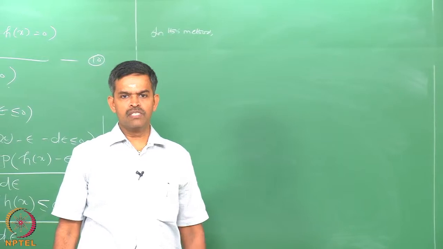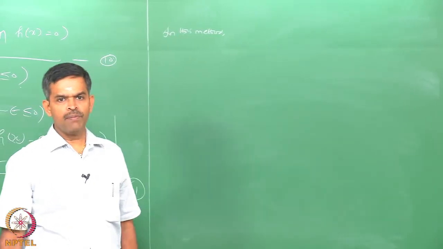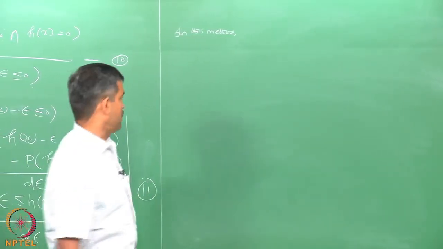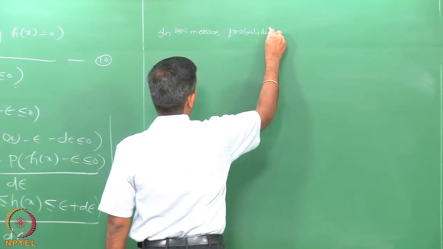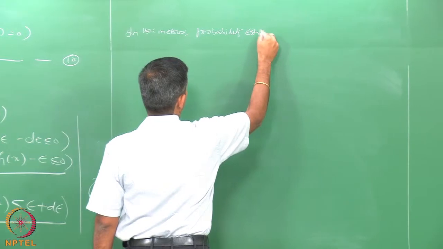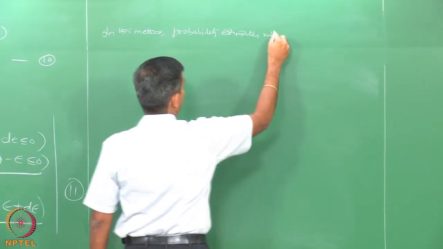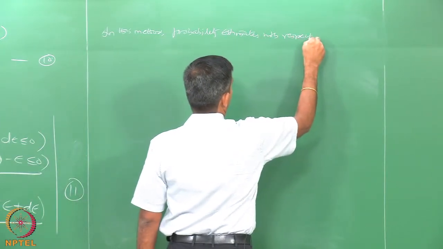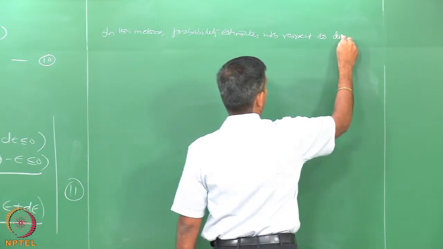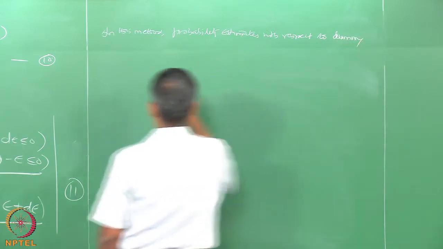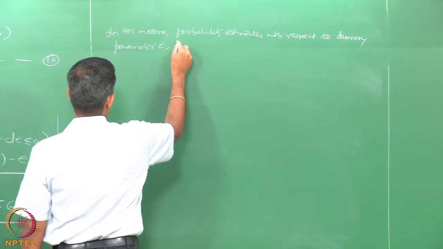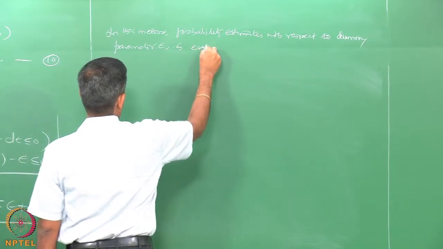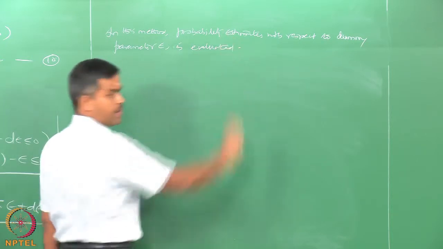One can see here in equation 11, in this method the probability sensitivity with respect to dummy parameter epsilon is required to be evaluated. Okay. Probability estimates with respect to dummy parameter epsilon are evaluated.